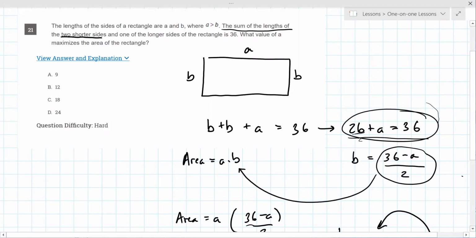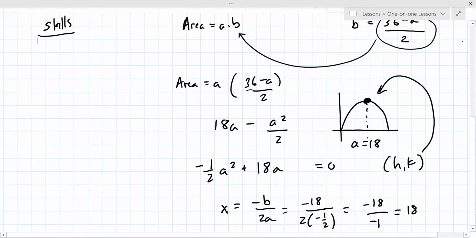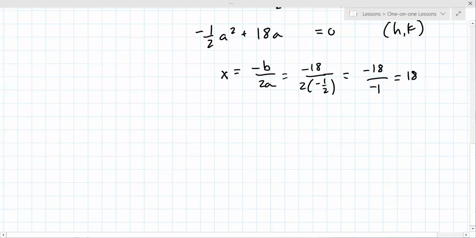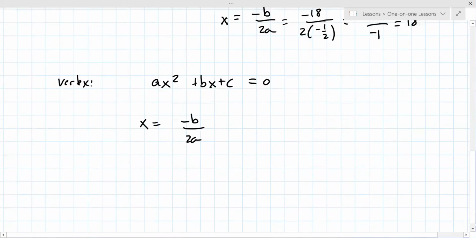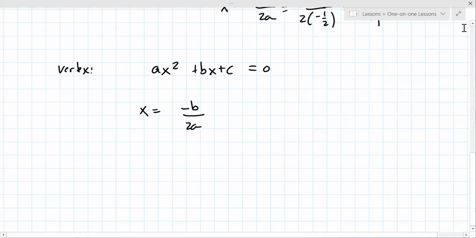Oh. Okay. So let's talk about the skills that this one relies on. Let's see if we can work through some of those, and then maybe I'll give you one with some different numbers in it. One of the skills here is being able to use the formula to find the vertex. So in a quadratic, you have ax squared plus bx plus c equals 0, and the x coordinate of the vertex is minus b over 2a. Right? Do you remember that? Yes. Okay, great.